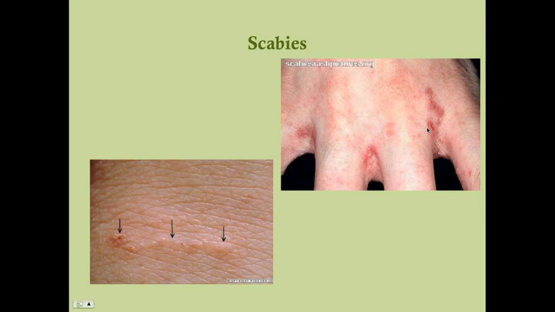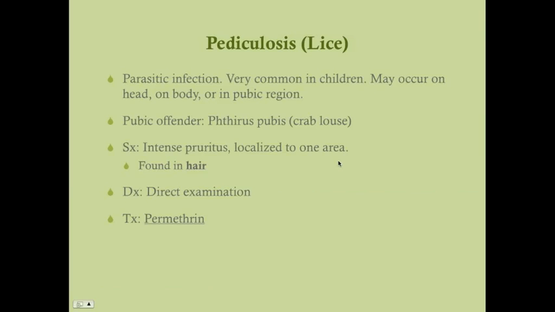Okay, I didn't have a picture of this, or at least one that would be clinically useful. So pediculosis, otherwise known as lice, is also a parasitic infection. This is also very common in children, and it can occur on the head, on the body, or in the pubic region. And the offender that occurs in the pubic area, the pubic offender, pardon the pun, is Phthirus pubis, which is the crab louse.